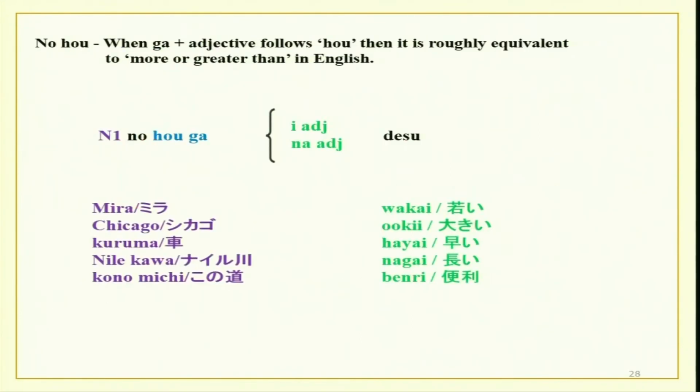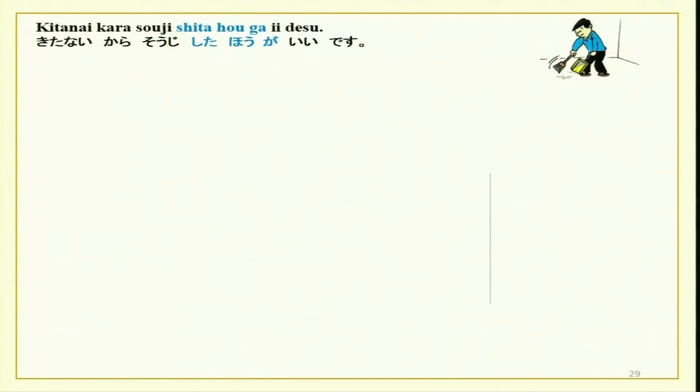So now as we have done hoga, you can practice from here with your partner at home. This you have done earlier. If you remember, we have done verb in ta form plus hoga, isn't it? So now look at this very carefully. Kitanai kara soji shita hoga ii desu.